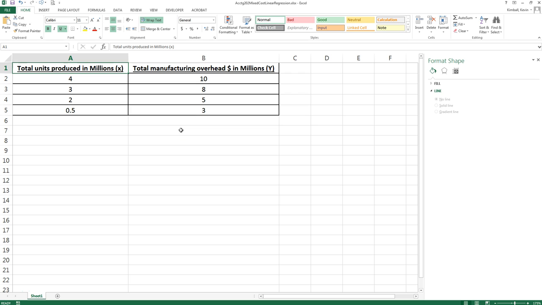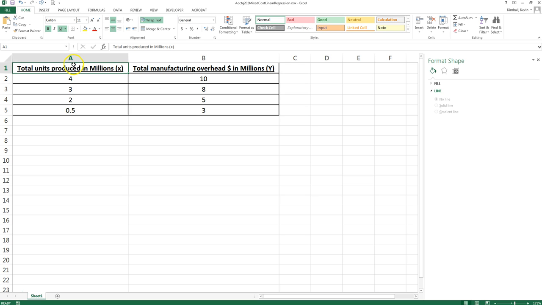What we want to now do is create a scattergraph of each of these points plotted on the scattergraph, and then fit a line through those points, which would be our linear regression line, that is the best fit. That line would then be used to create the formula for the line, which is our y equals a plus bx, which is our total cost formula. Let's go ahead and do it.